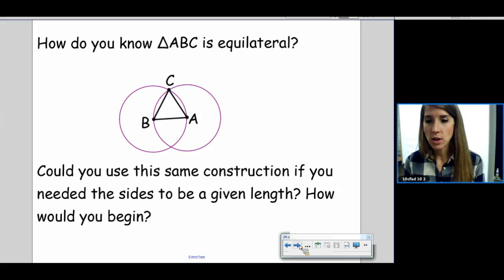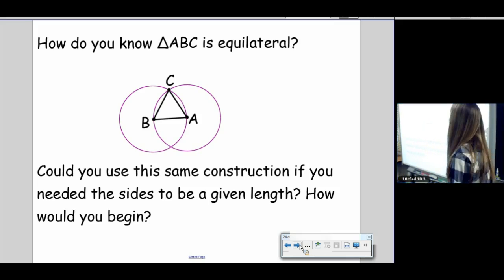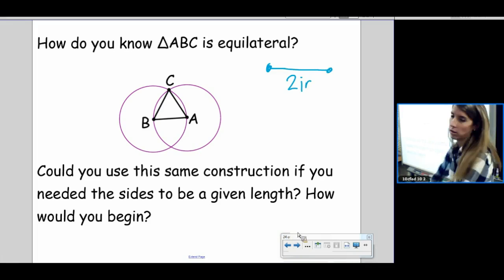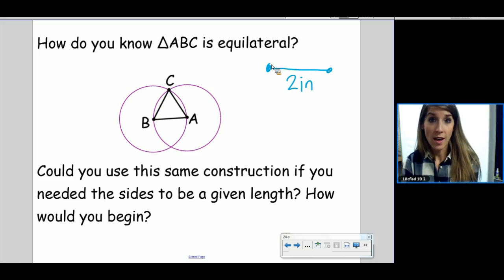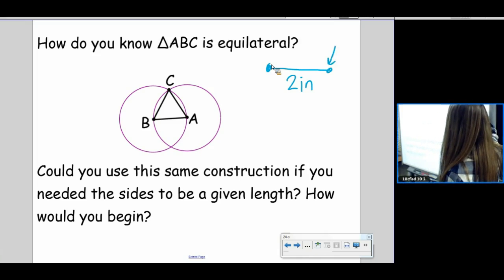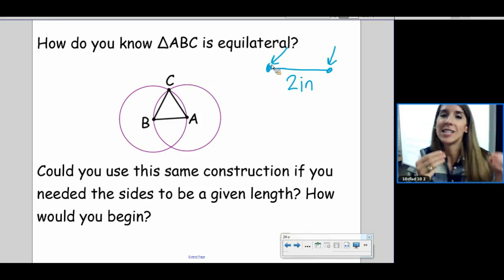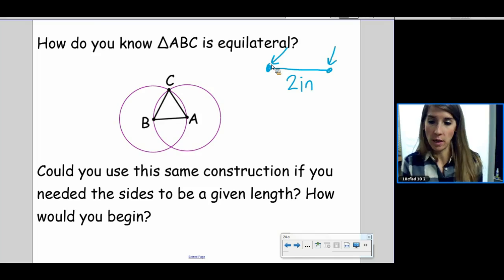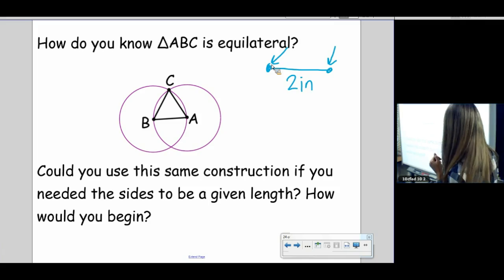Could you use the same construction if you needed the sides to be a given length? How would you begin? So if I said, construct for me an equilateral triangle, and I need it to be exactly 2 inches long. Could you construct me one that is exactly 2 inches long? What would you do when you began? Well, you would take your compass, and you would put your needle here, and you would put your pencil here. You would use the segment I give you, and that's how you would start the construction. That's how large you would open up your compass. Like I said, we'll practice this a little bit when I get back on Tuesday.